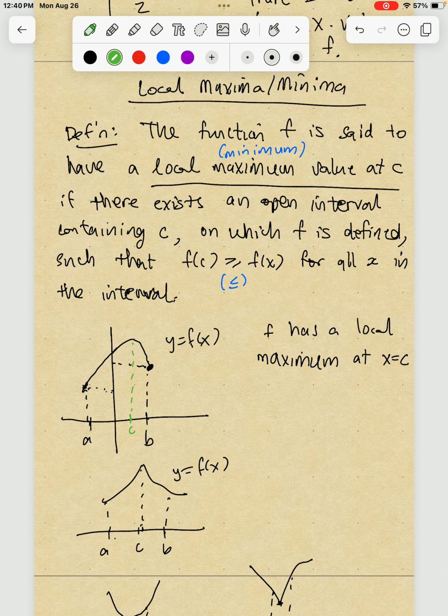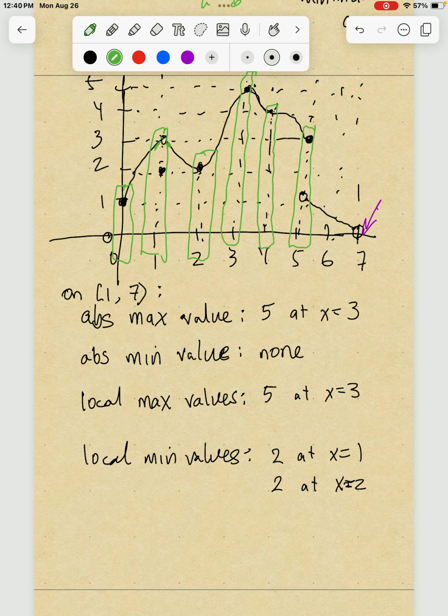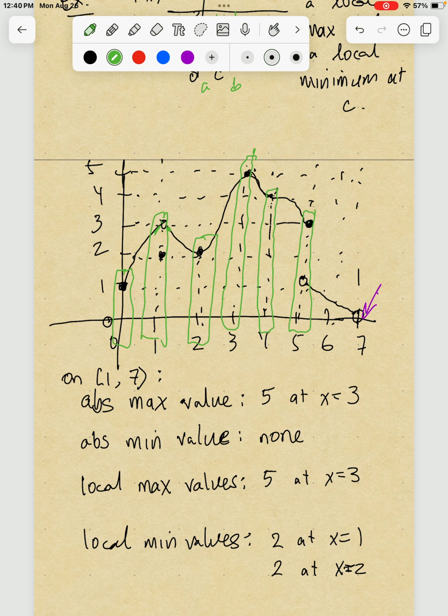open interval containing c on which f is defined. And here f is not defined to the left of 0. So there is neither a local, so the endpoints, if the function is only defined on the endpoints, then we don't include those as local max or local mins. Any other local maxima? No. So I hope that this was a good review of local maxima and minima.